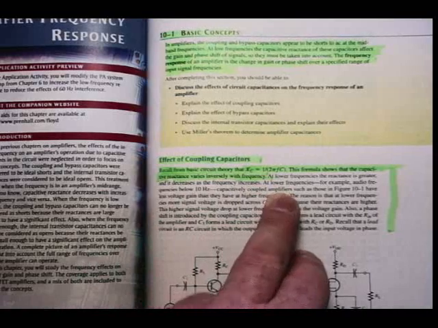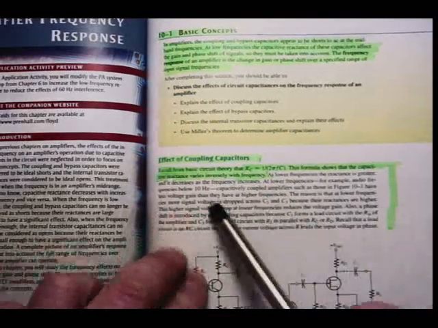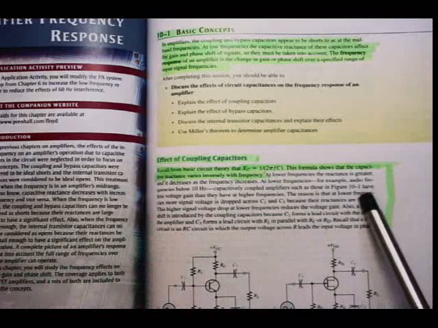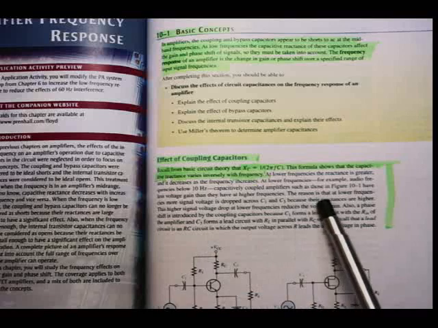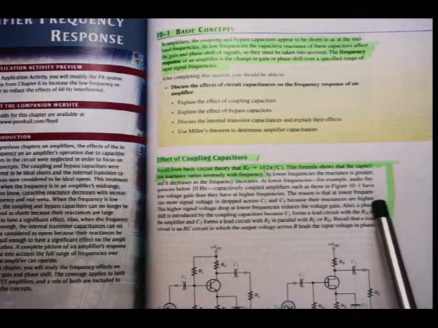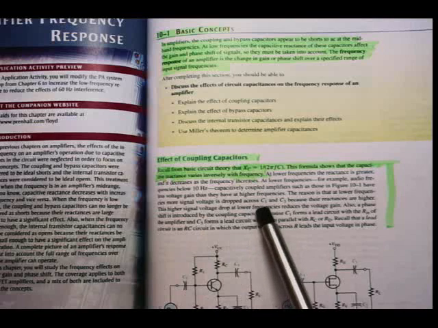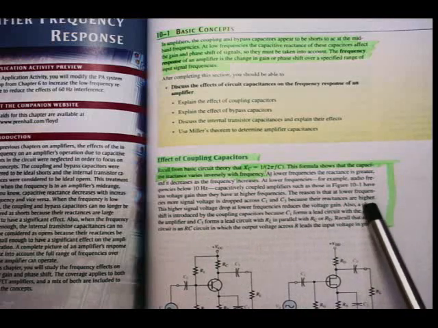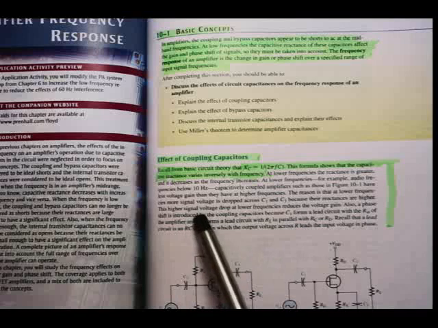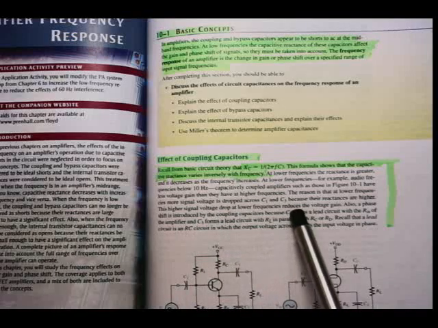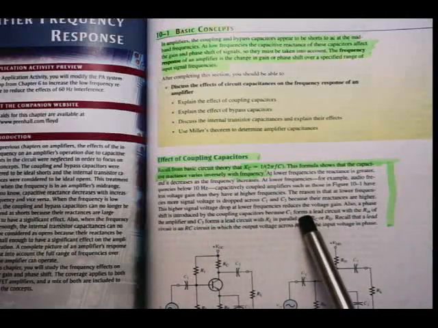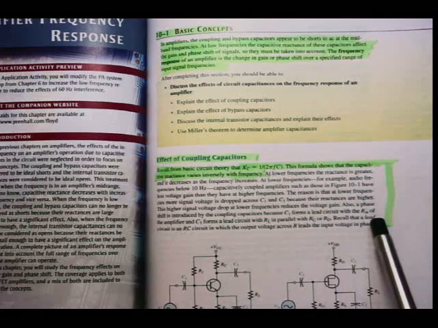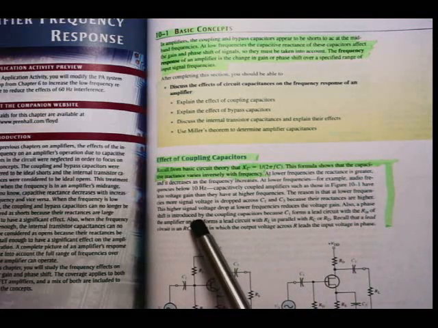At lower frequencies, for example, audio frequencies below 10 Hz, capacitively coupled amplifiers such as those in figure 10.1 have less voltage gain than they have at higher frequencies. The reason is that at lower frequencies, more signal voltage is dropped across C1 and C3 because their reactances are higher. This higher signal voltage drop at lower frequencies reduces the voltage gain. Also, a phase shift is introduced by the coupling capacitors because C1 forms a lead circuit with Rin of the amplifier. You're familiar with these terms.